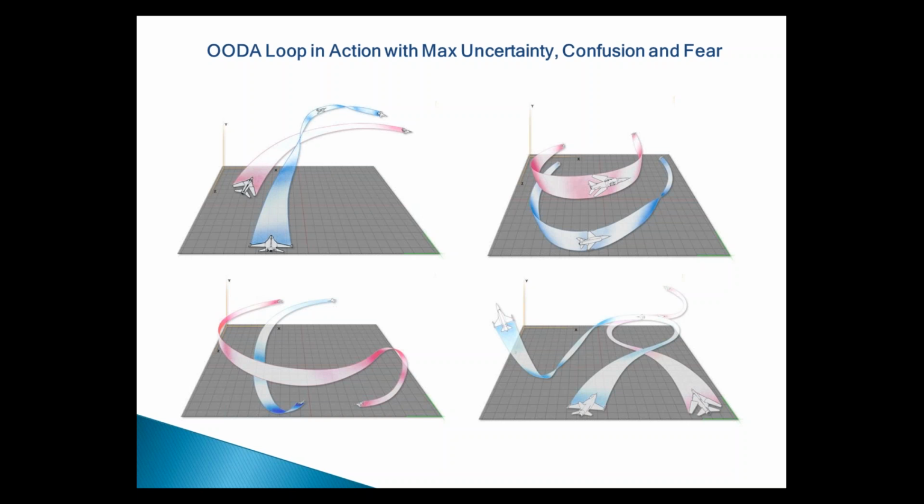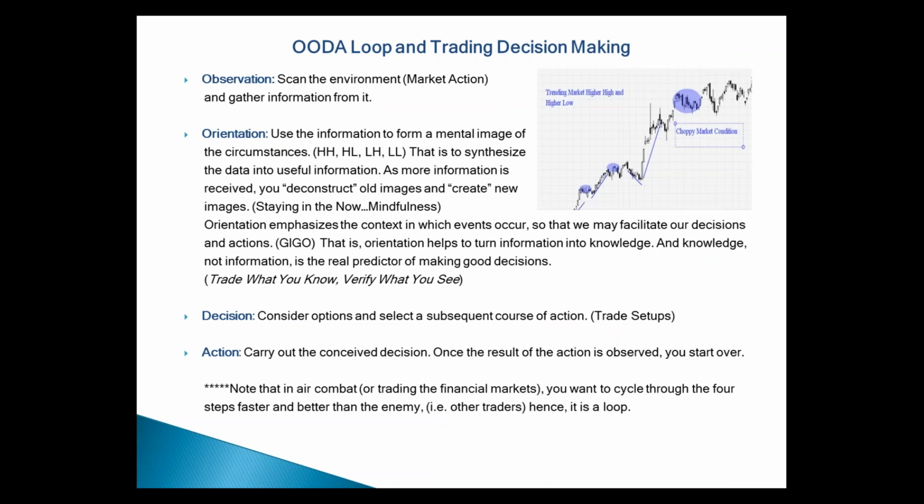Now go back for a moment to what I just said about Colonel John Boyd. Within 40 seconds, he gained the advantage over his opponent from a position of disadvantage, and then was able to shoot him down. Very interesting. So now we want to move on to the more individual parts of this technique: the OODA loop and trading decision making.